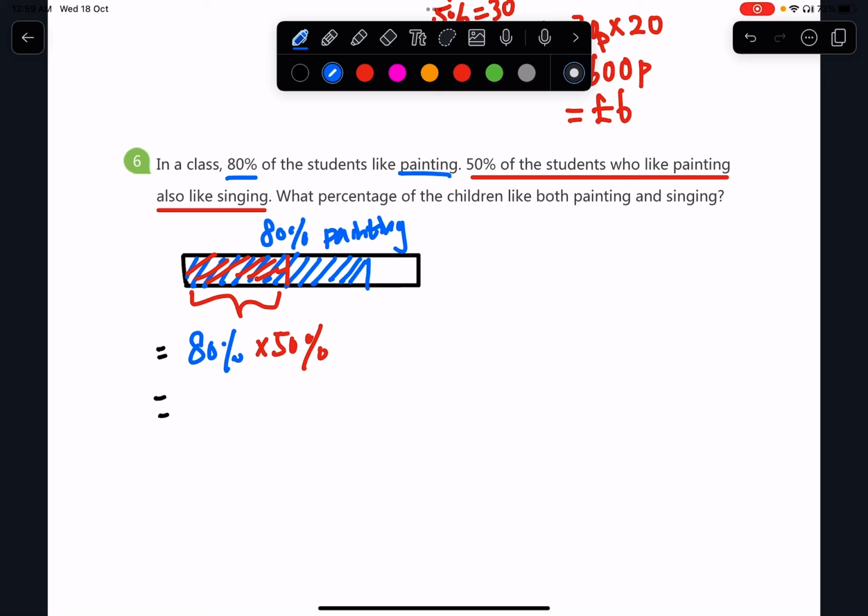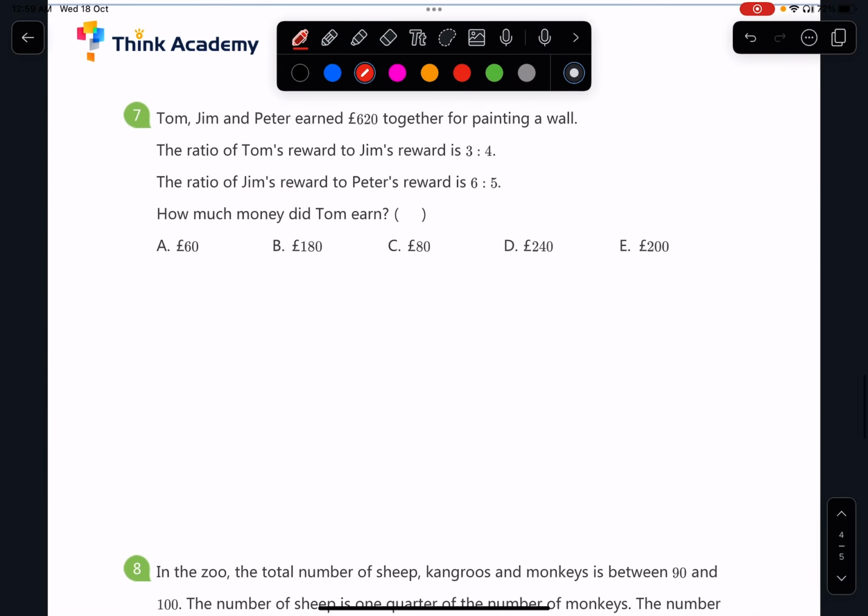80%, what is 80%? It is 4 out of 5, right? 50% is 1 out of 2. So again, it is 4 out of 5 times 1 out of 2. After we simplify the numbers, it will become 2 out of 5, right? And 2 out of 5 is how many percent? 2 out of 5 is 40%, right? So 40% of the children like both painting and singing. Well done. If you get it, let's go on to question 7.